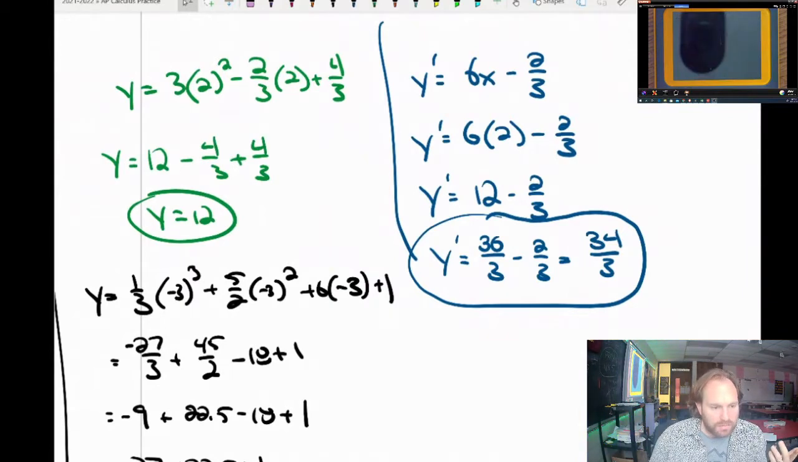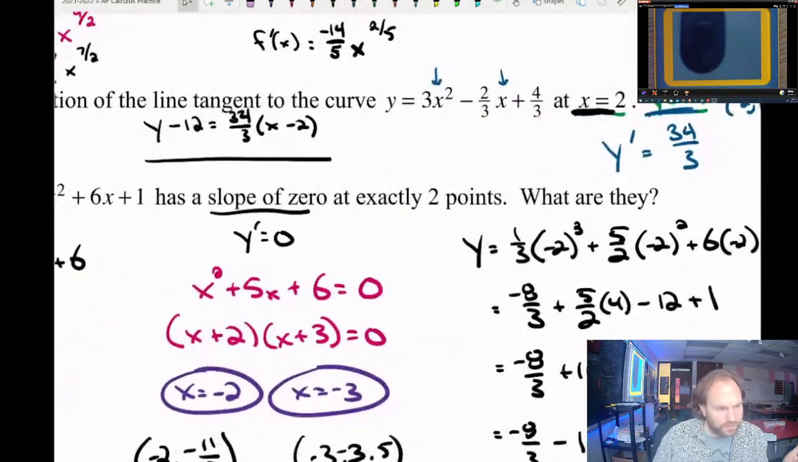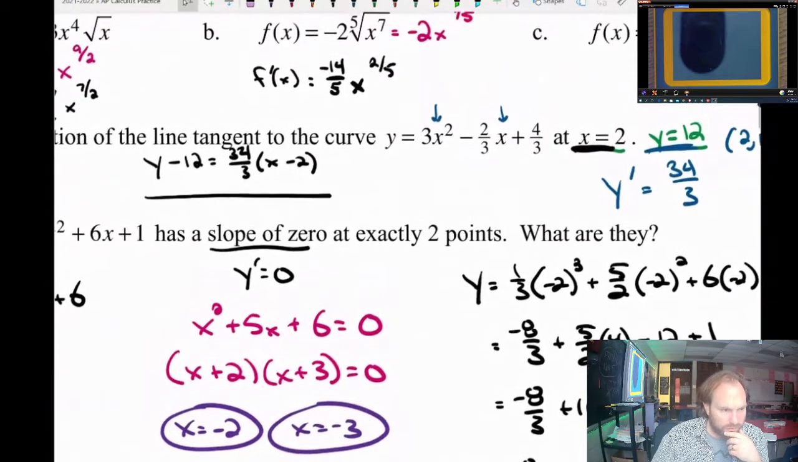Once you have y prime, you have to plug in 2, which unfortunately is not a whole number, and that's just going to be what it is. I rewrote the 12 as 36 over 3, and then subtracted across to get 34 over 3. This is the slope, because y prime tells you what the slope is. You can think about it as m in your traditional slope-intercept form. Now that we know that the slope is 34 over 3, we can take point-slope form and plug in all the relevant parts. y minus 12 equals the slope times x minus 2. And that's it. Don't need to go any further.